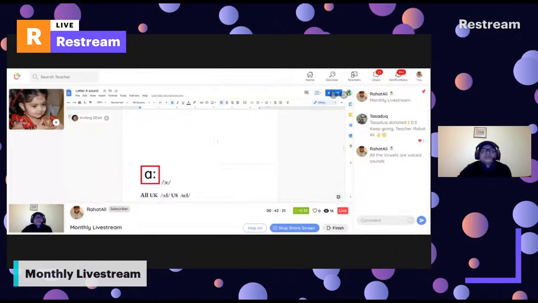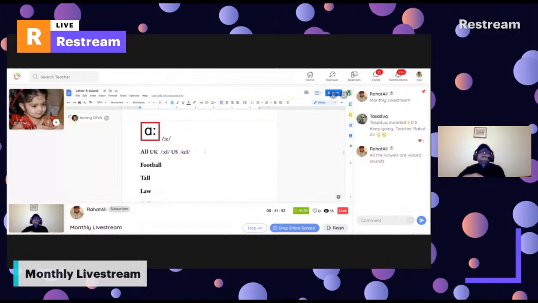Next one is R. Remember, this is another vowel sound which differs between American and British sounds. Like all. In British English, we pronounce this all. So if any word has this chunk all in it, it should be pronounced the same way. Football, tall, call, small, mall.